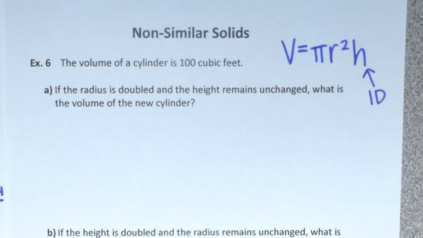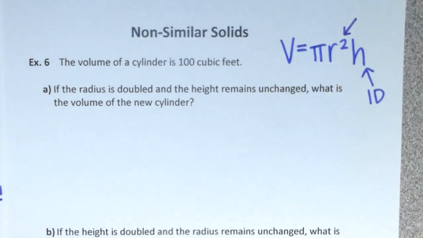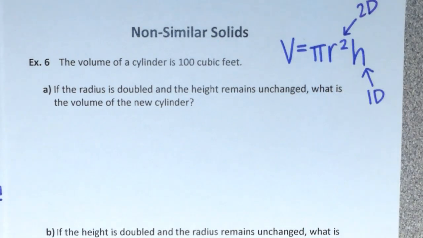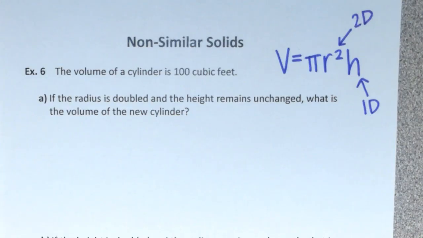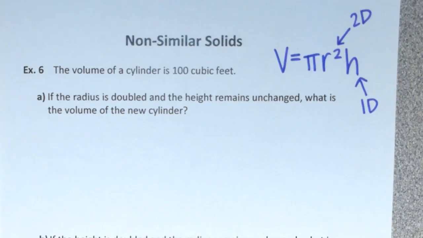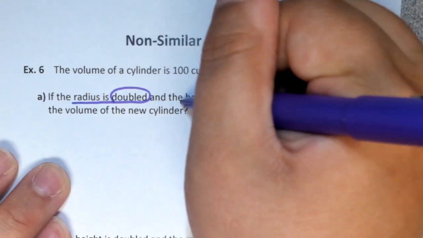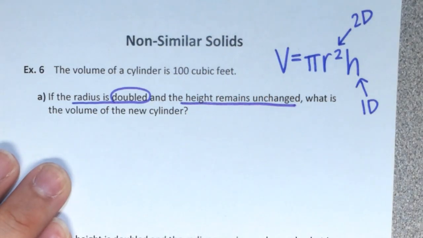The radius is 1 dimension, but for a cylinder, what is it? Why is it 2 dimensions? Do you see how the radius is squared? Because the radius is squared, that is 2 dimensions. Does that make sense? So, for this next question, it says, the radius is doubled, but the height remains unchanged. What is the volume of the new cylinder?